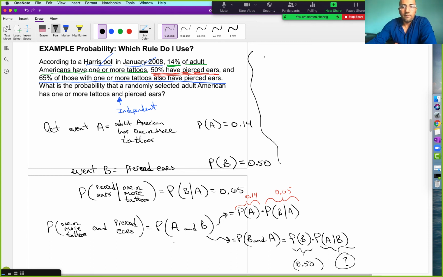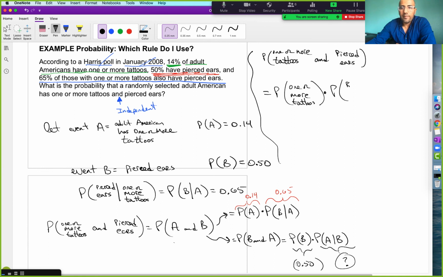So the probability that we have one or more tattoos and pierced ears is equal to the probability of one or more tattoos times the probability that we have pierced ears, given that we're only focusing on people that have one or more tattoos.